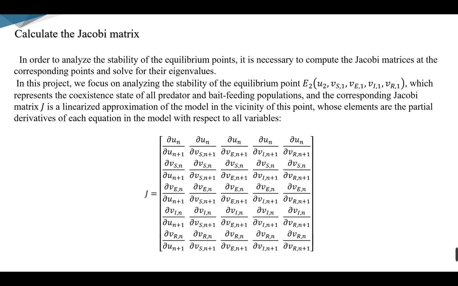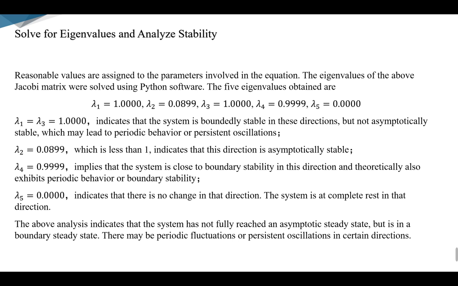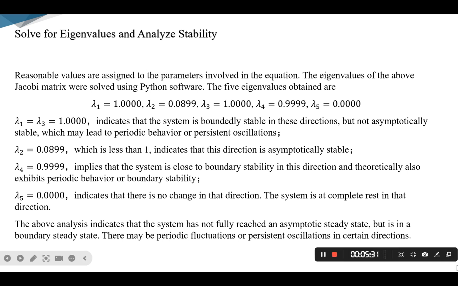The Jacobi matrix is a linearized approximation of the model in the vicinity of the E2 point, and its elements are the partial derivatives of each equation in the model with respect to all variables. Reasonable values are assigned to the parameters involved in the equations. The eigenvalues of the Jacobi matrix were solved using Python software, and 5 eigenvalues were obtained as follows.